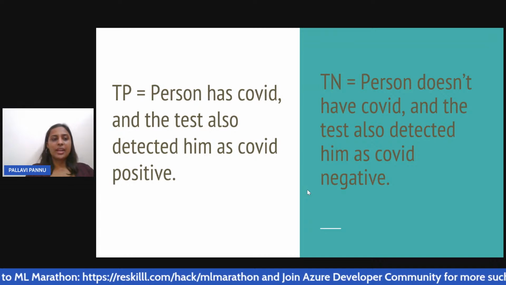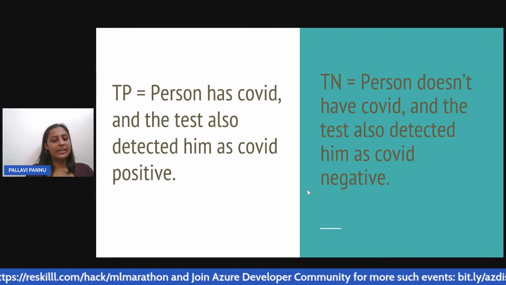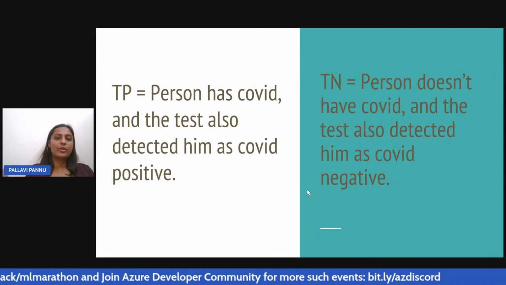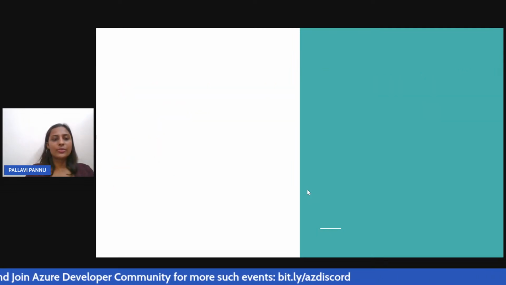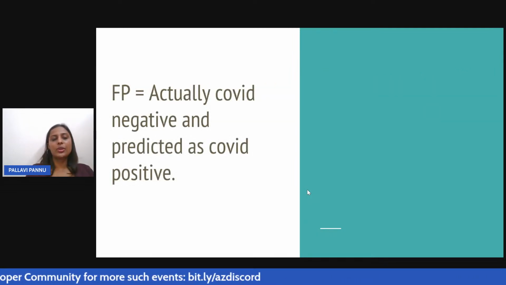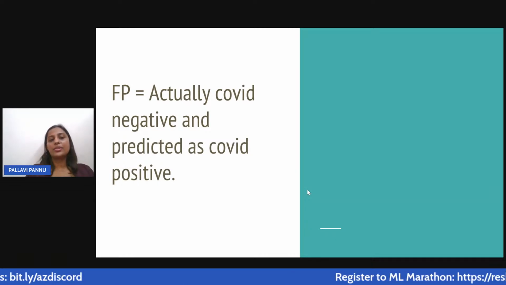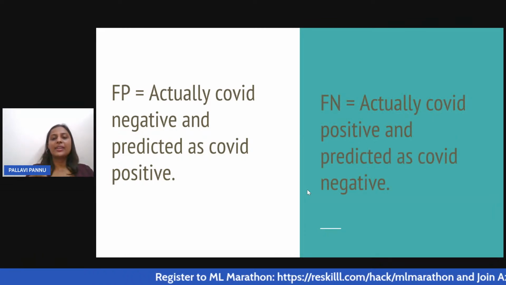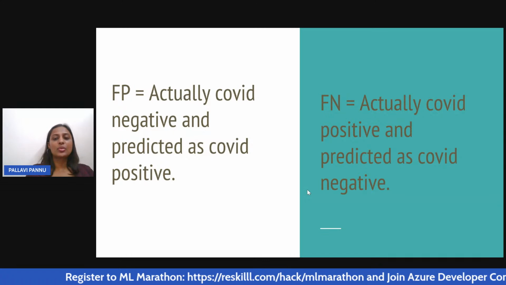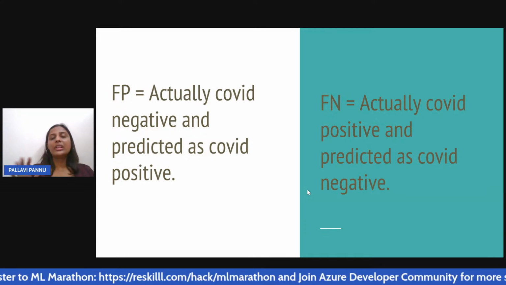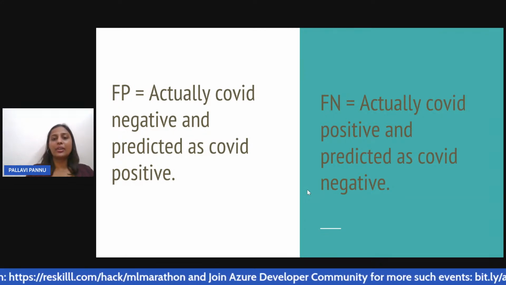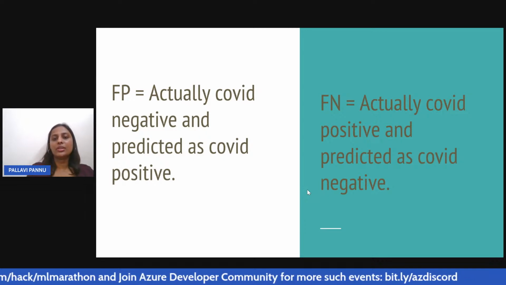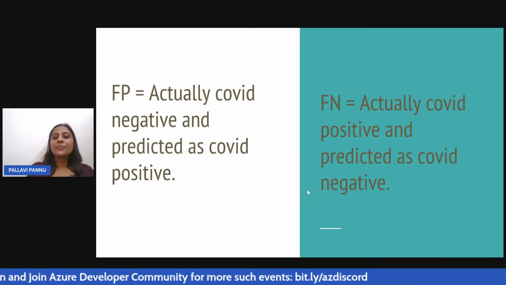Now I have also told you that false positive and false negative you have to focus on. So what is false positive? Actually it was COVID negative and predicted as COVID positive. Next is false negative. False negative means actually COVID positive and predicted as COVID negative. So now in COVID kind of applications, if someone is building such an application, what is more important to you? Please comment. False negative will be more important to you.